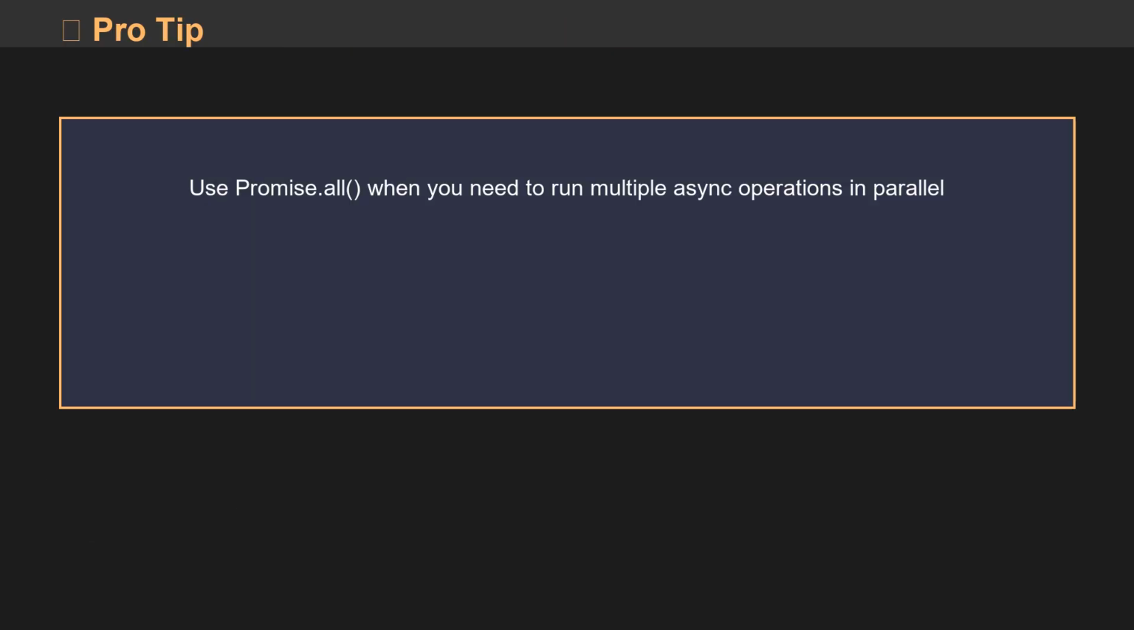Here's another pro tip. Use Promise.all when you need to run multiple asynchronous operations in parallel. This can significantly improve performance by executing operations concurrently rather than sequentially. Just remember that all promises must resolve for Promise.all to complete.